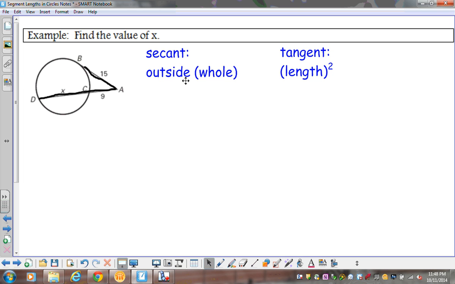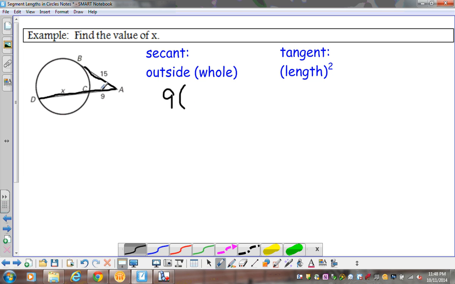So again, secant, we have our outside times whole, so let's look at that part first. My outside piece is 9, times the length of the whole thing, which is 9 plus x, equals my tangent, whatever the length of the tangent is, squared. So right here, my tangent has a length of 15, so I'm going to do 15 squared.